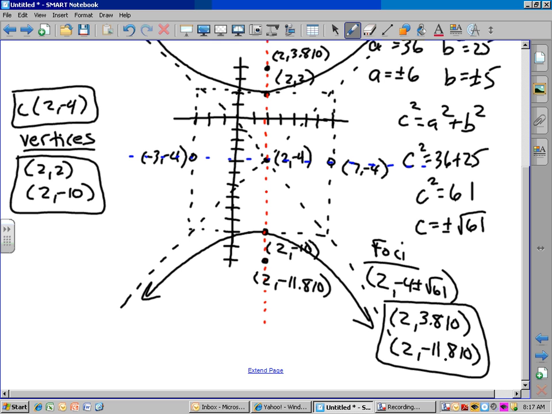Does that make sense where we put those? They're inside the curves, right? If you would have added to the x, it wouldn't even have been on the graph, right? It would have been out in the middle of nowhere. So you'll see that whenever you draw those. So we have center, vertices, foci. What's left?